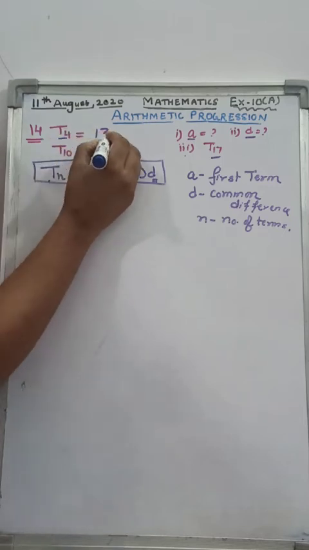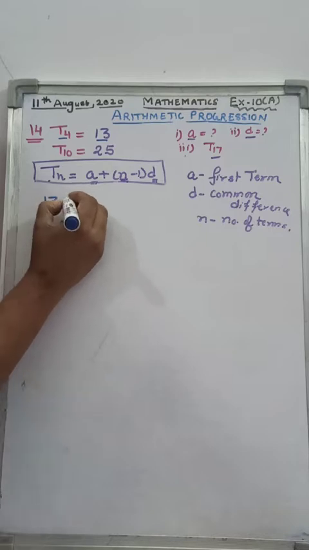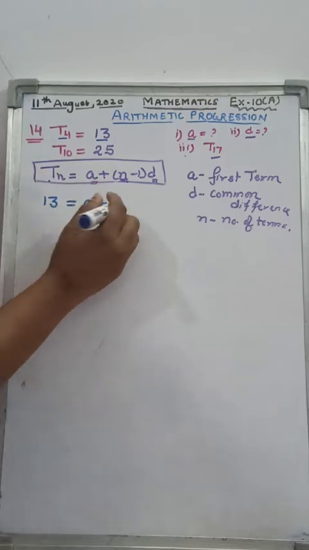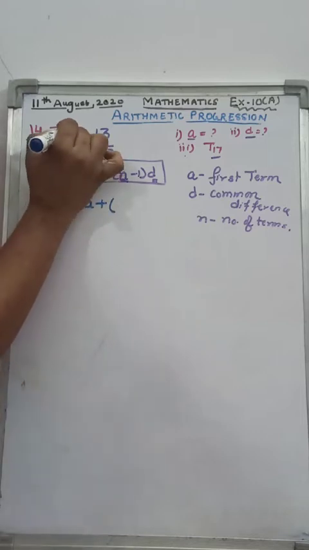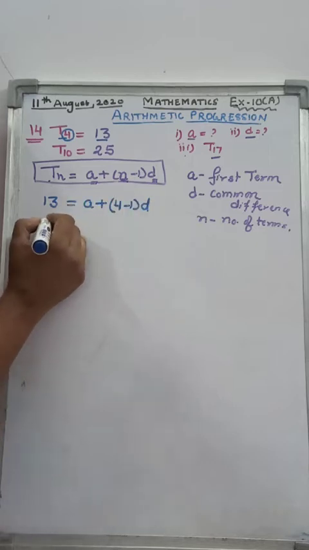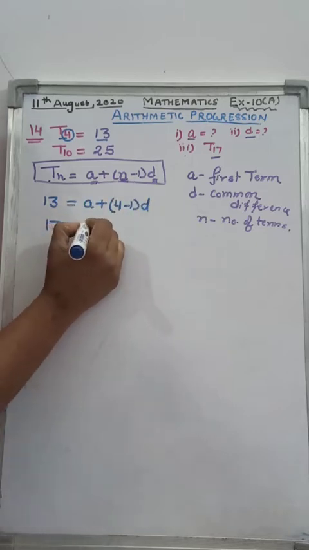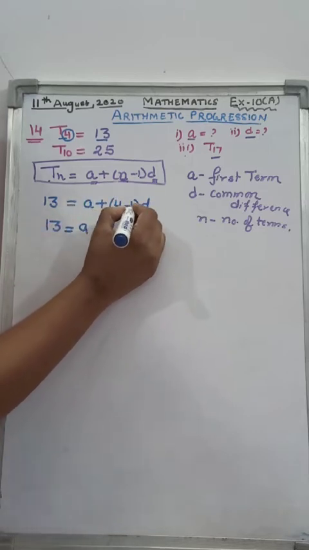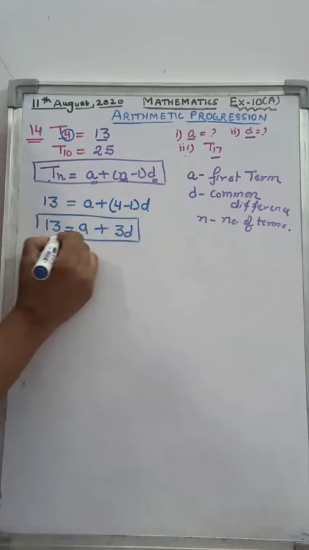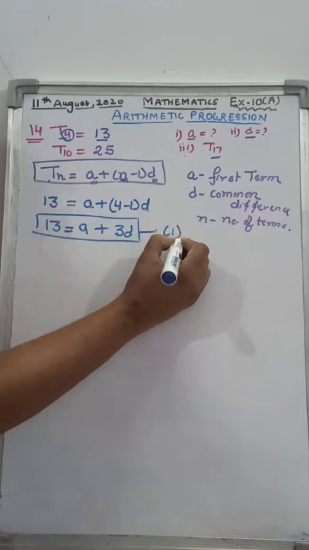The fourth term is 13, so 13 is this. A is not given to us, that's the first term. This is your n. Fourth term: 4 minus 1 into D. So 13 is equal to A plus (4 minus 1) which is 3, so 3D. Name it as equation number 1.